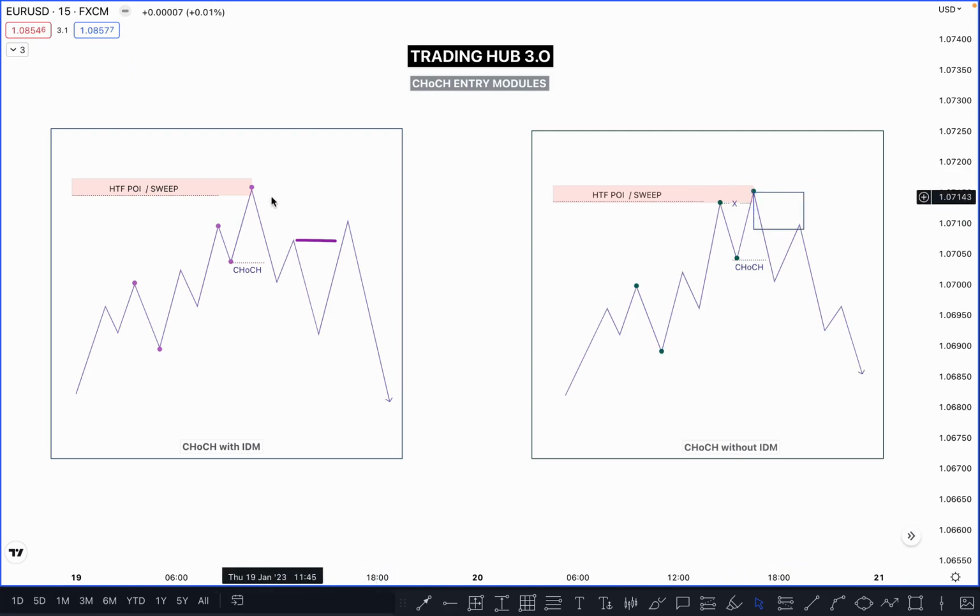In this case, you can see the market breaks this high but closes above it. So you have to wait for the choke and inducement for additional confirmation before entering. Then the market breaks this one and creates a new inducement here, and you can sell here like this.